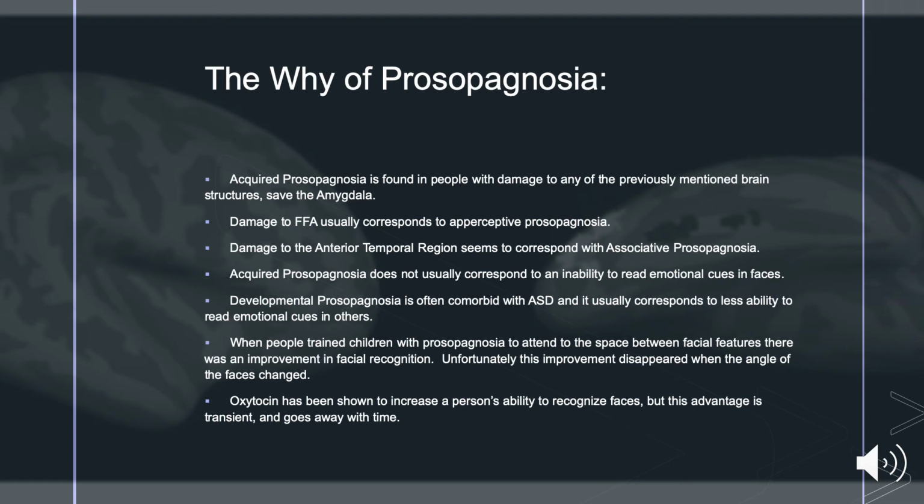When people trained children with prosopagnosia to attend to the space between facial features in an attempt to improve their ability to recognize faces, there was improvement in facial recognition. Unfortunately, this improvement disappeared when the angle of the faces changed, so there's not much hope there. Oxytocin has been shown to increase a person's ability to recognize faces, but this advantage is transient and it goes away with time.